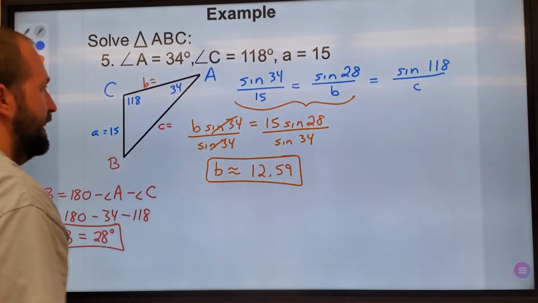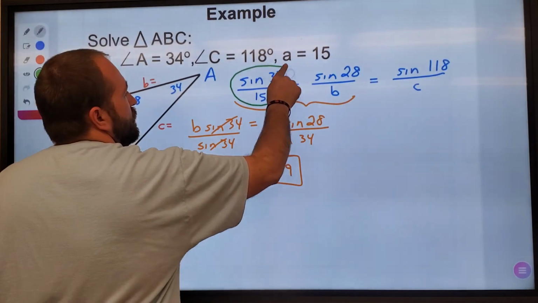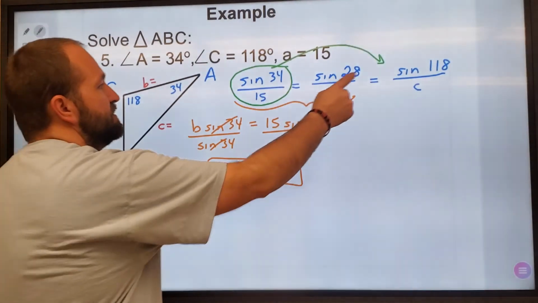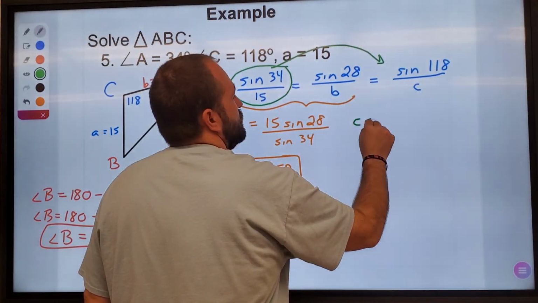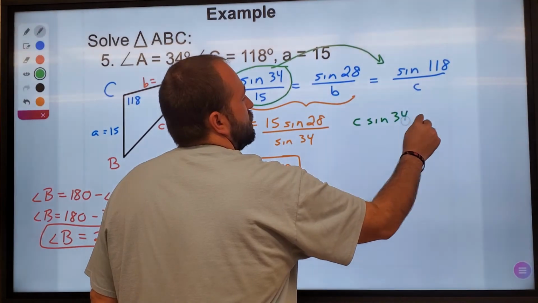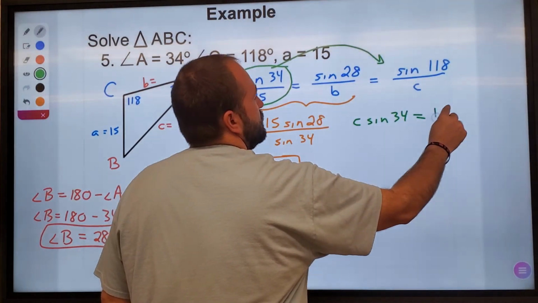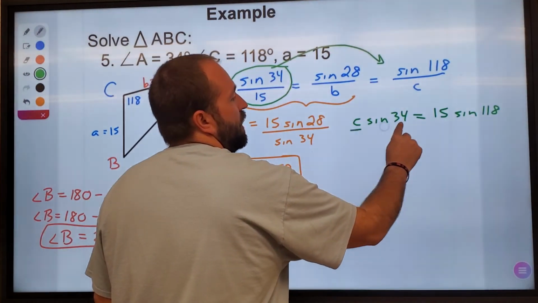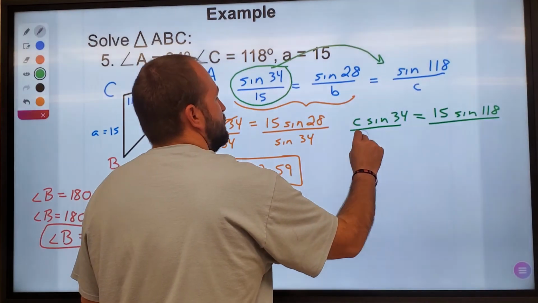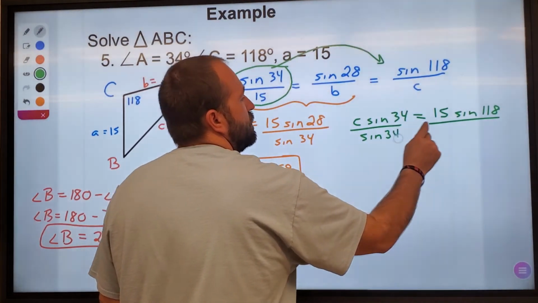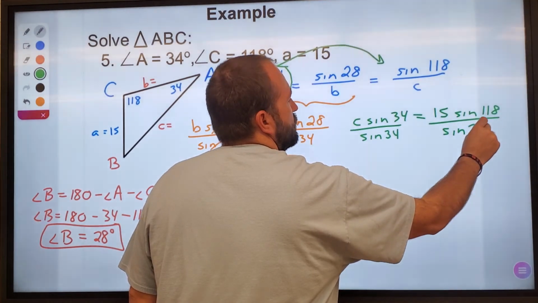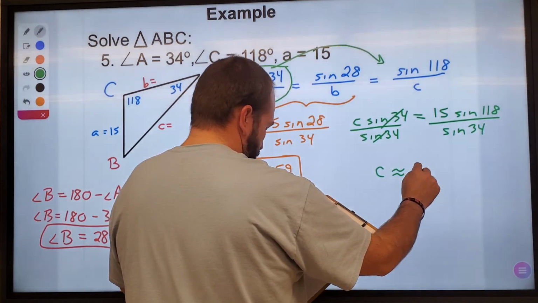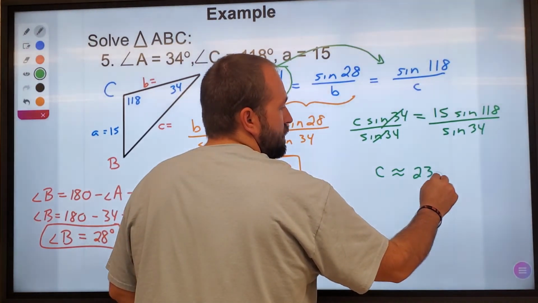Again, likewise, I'm going to utilize this one, and I'm going to go with the last fraction now. Cross multiplying, I'm going to have C times sine of 34 is now equal to 15 times sine of 118. I'm going to again divide both sides here by sine of 34. And that's going to give me a value for C to be approximately 23.68.